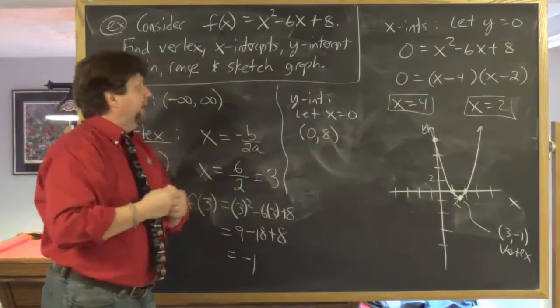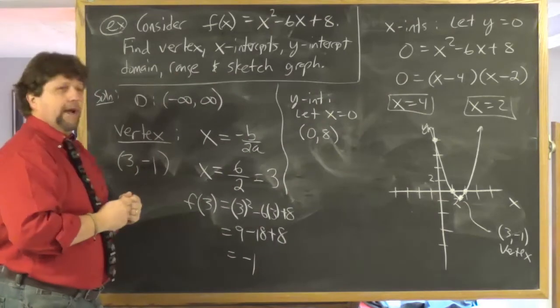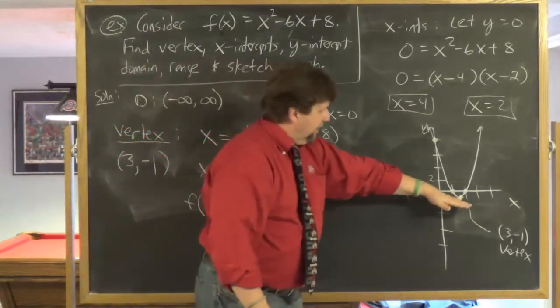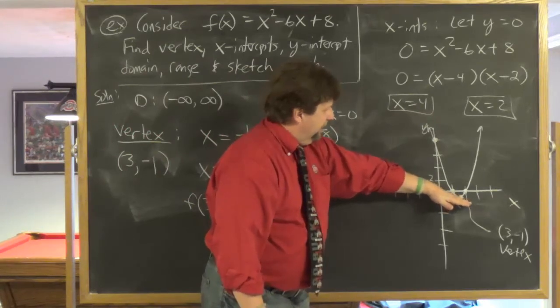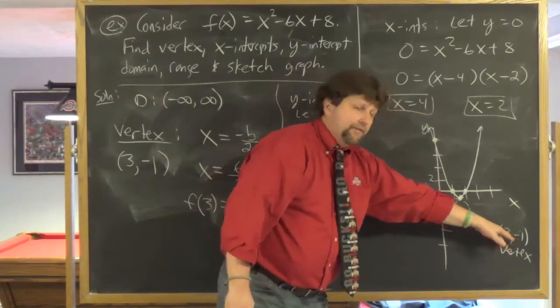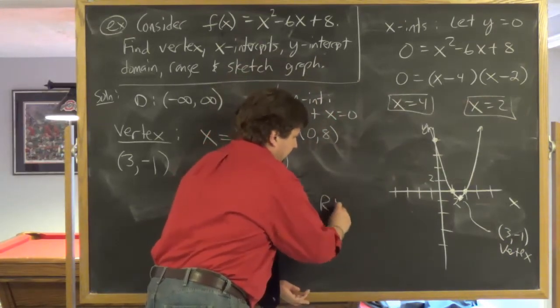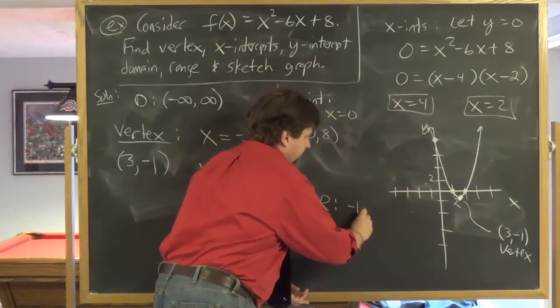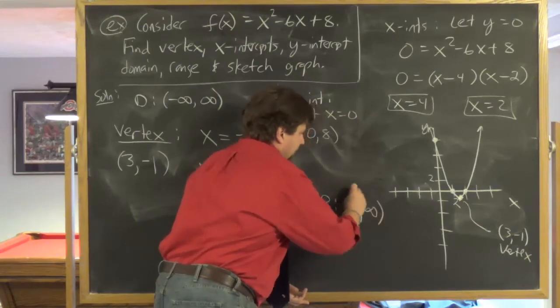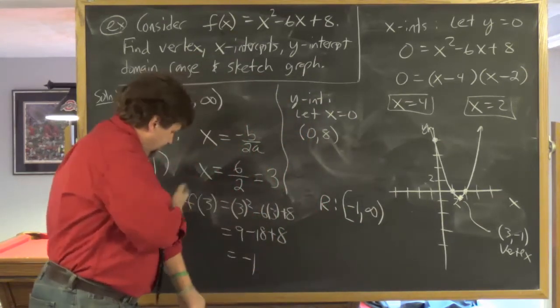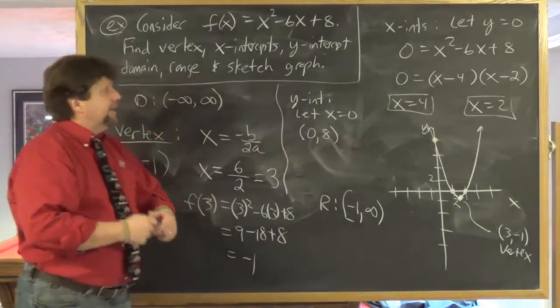And let's answer the final question that I haven't answered yet. What's the range? Well, notice how the range goes from negative 1, the y-coordinate of the vertex, to infinity. So I'll write that in here finally. The range is negative 1 to infinity. So the vertex helped us there.